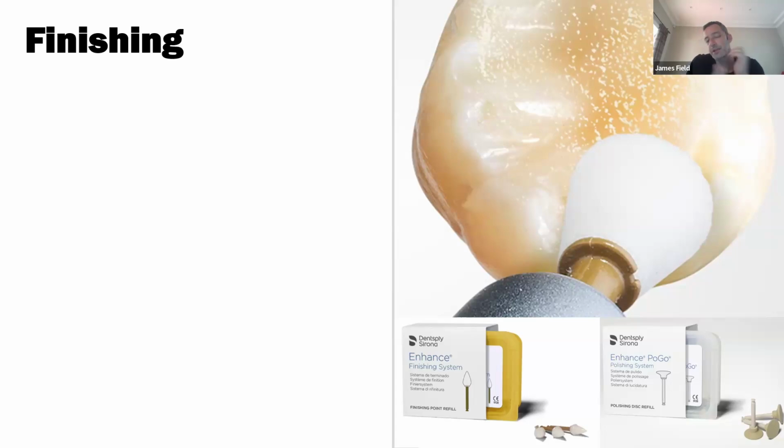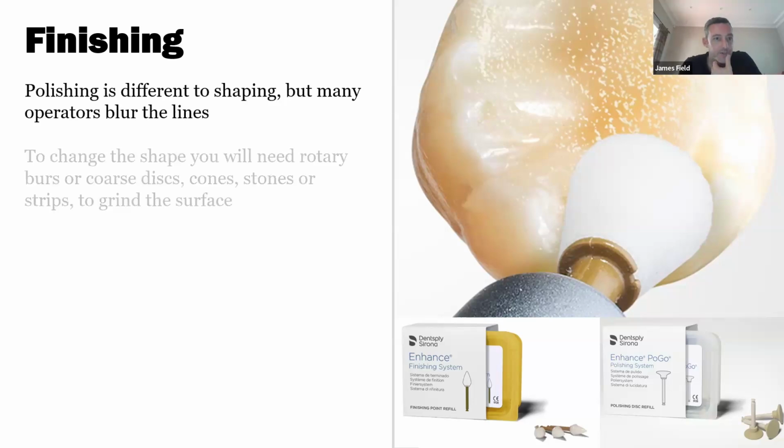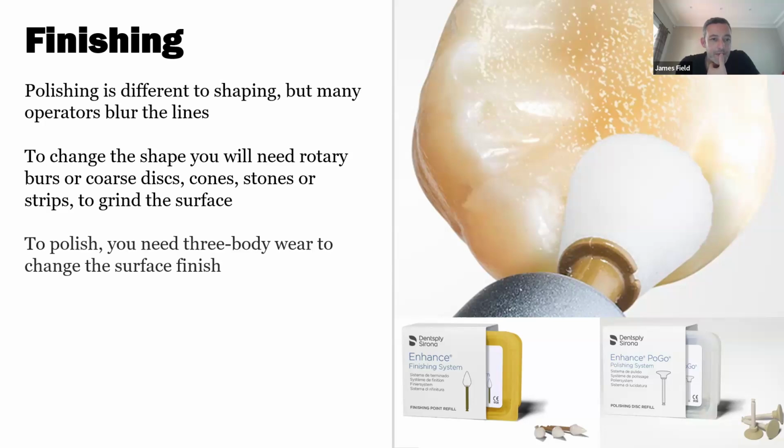But often people combine the two and will either try to change the shape of the restoration with something which won't because its particulate is too fine, or are not intending to change the shape because they want to polish something, but actually are changing the shape of their restoration. So in many cases, the lines are blurred here with what people are doing. But to polish, you need three-body wear. You need something in that system to change the surface finish.